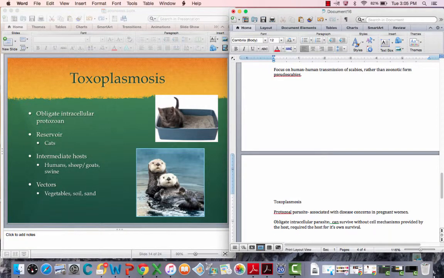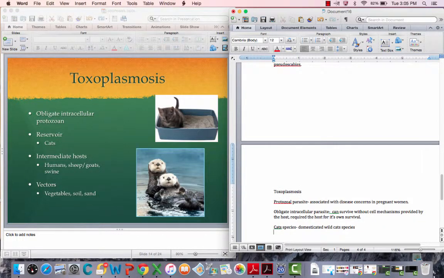This is a true zoonotic infection in that the actual parasite itself resides in cat species, all sorts of cat species, from our domestic cats all the way up to wild cat species. And it can have a range of intermediate hosts that it actually makes ill. So remember, reservoirs tend to not become ill. The intermediate hosts do. So it's everything from us, humans, to a variety of other animals.